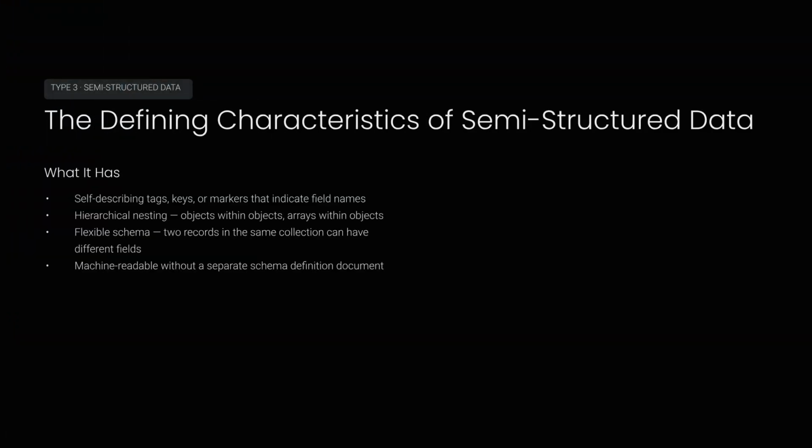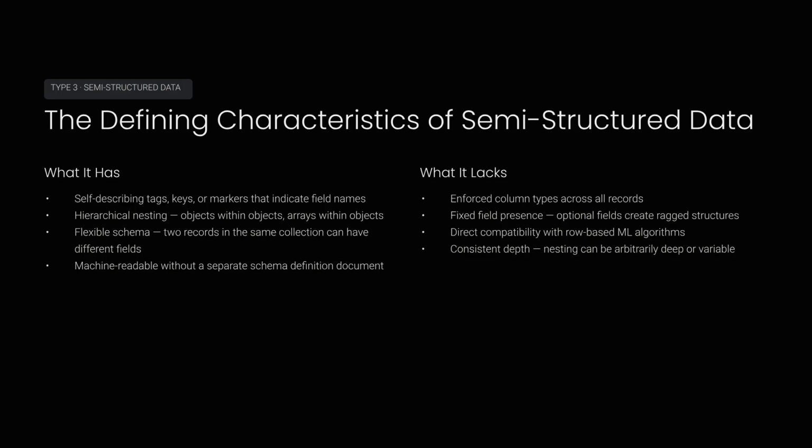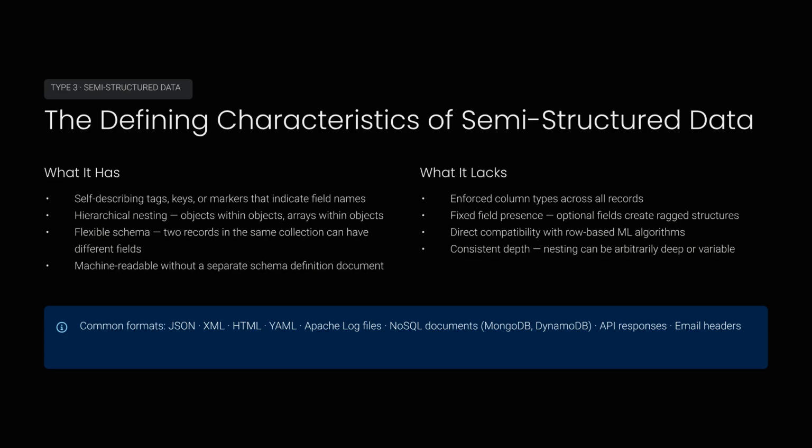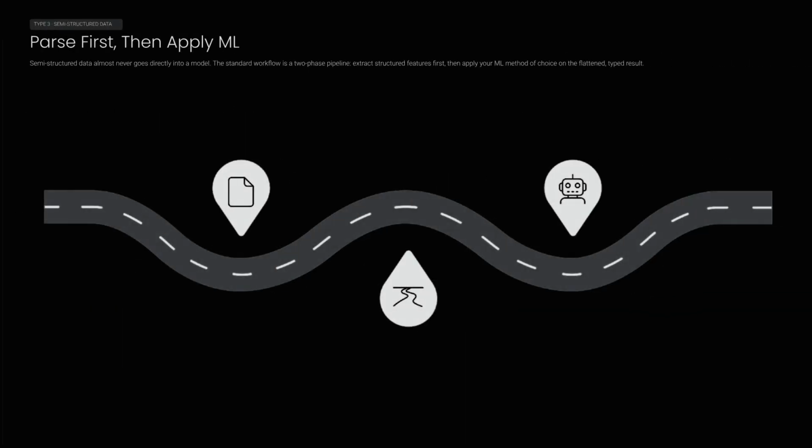Semi-structured data has self-describing tags, hierarchical nesting, and flexible schema. However, it lacks enforced column types, fixed field presence, and direct compatibility with row-based ML algorithms. Common formats include JSON, XML, HTML, and API responses.